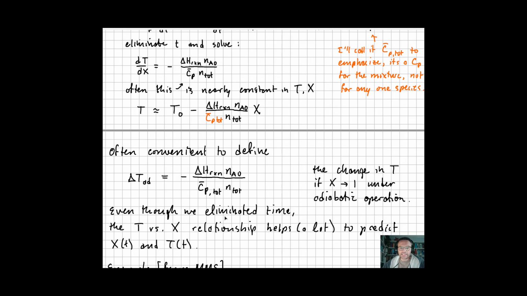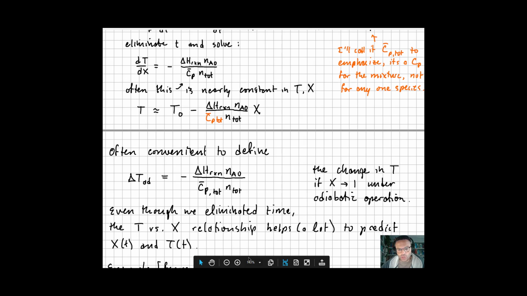All right, so we eliminated time, but it's still true that this T versus X relationship is going to give us a very simple way of incorporating the coupling between temperature and conversion in equations that describe the dependence of these quantities on time, right? So we'll see some examples of this where you're wanting to predict conversion as a function of time and temperature as a function of time, and this relationship really helps you do that in a simple way.